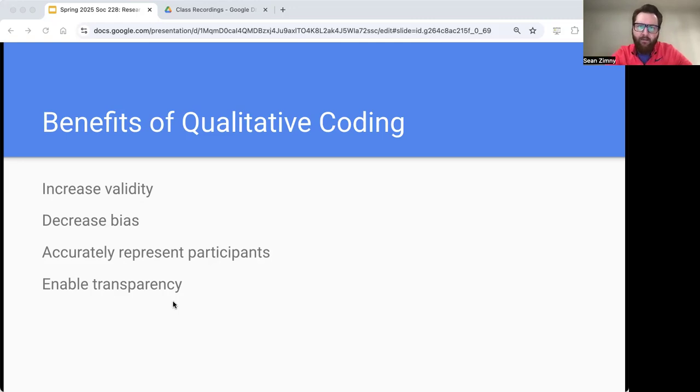And then finally, enabling transparency. Qualitative coding enables other researchers to methodologically and systematically review your analysis. So a much better, transparent way to go about it.